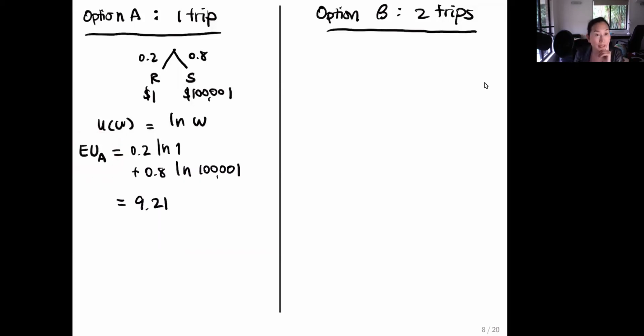Can you do EUB? Okay, I give you 5 minutes to do EUB. I did the easy one for you. So with 2 trips, what are the possible events? We already did that. With 2 trips, there will be 4 possible events, right? And you know the probabilities for each event. You should be able to find EUB. I give you 5 minutes to do this.